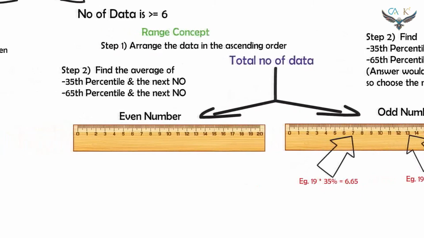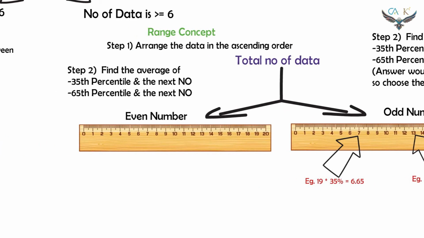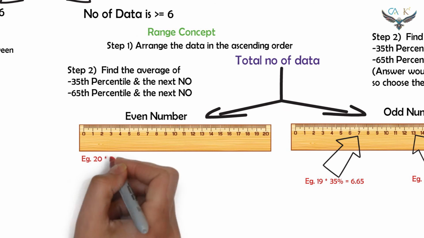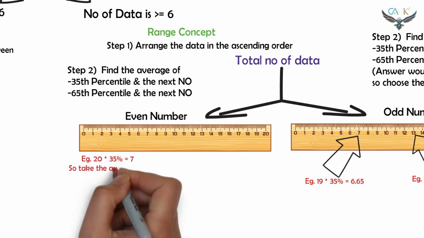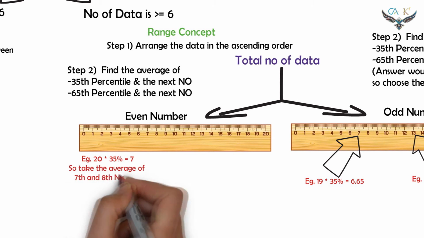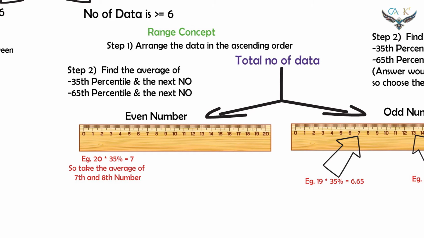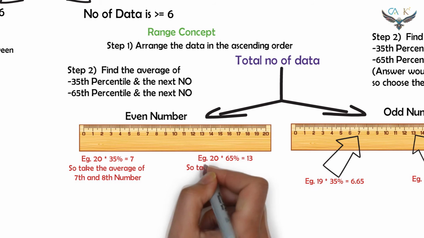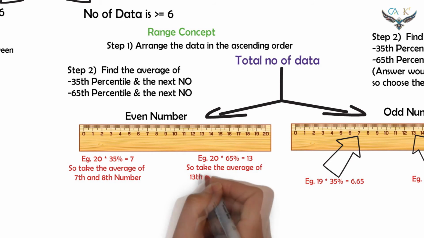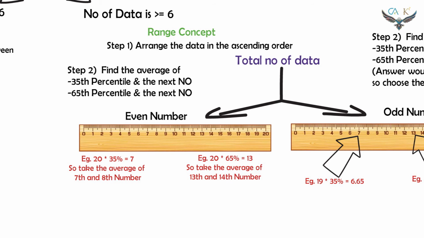Okay, now let us take the total number of data in the data set as 20. First, we are calculating the 35th percentile. It comes around 7. Since the total number of data is an even number, we have to calculate the average of the 7th and 8th number. And the 65th percentile comes around 13. So we have to take the average of the 13th and 14th number.